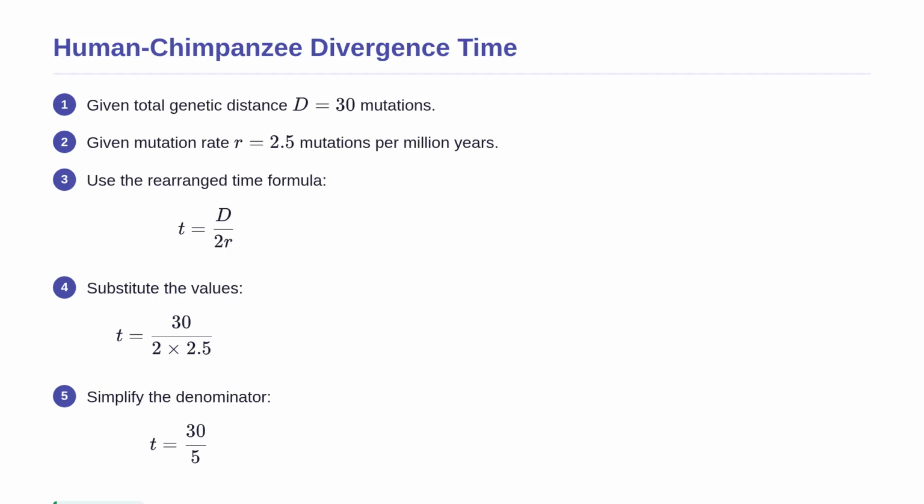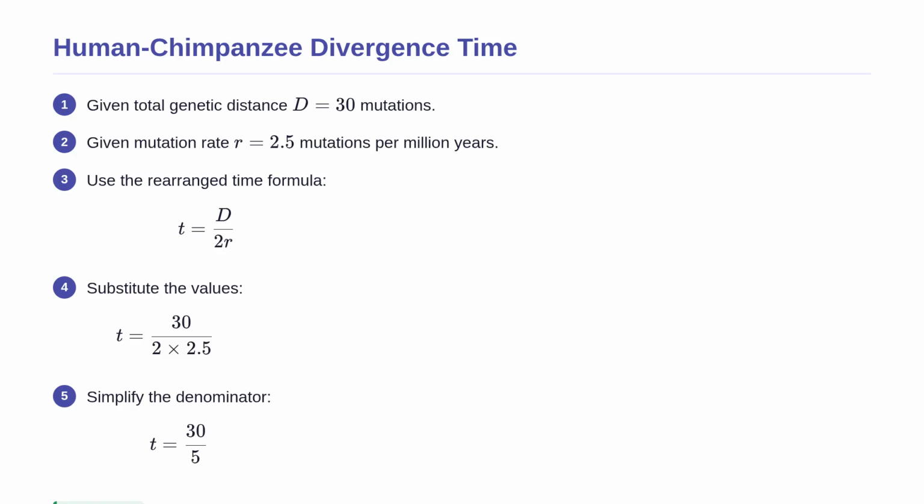Let us apply our newly derived time formula to a real scientific question. Suppose scientists find a total of 30 mutations between humans and chimpanzees in a specific DNA region. The mutation rate is 2.5 mutations per million years. We want to calculate when we shared a common ancestor. We use our formula, T equals D divided by 2R. We substitute 30 for D and 2.5 for R.